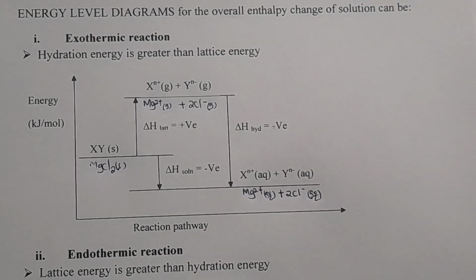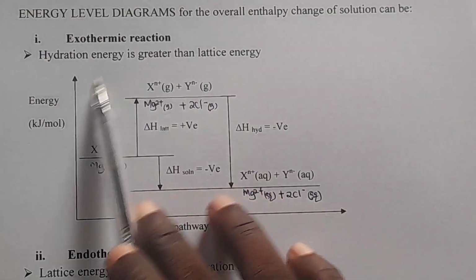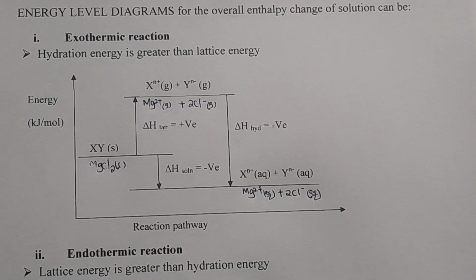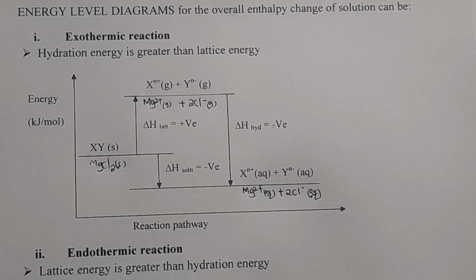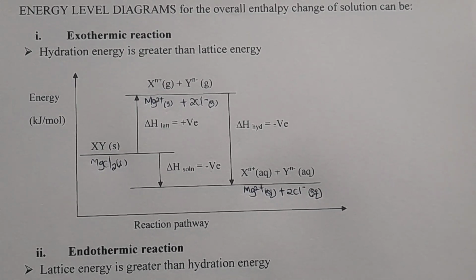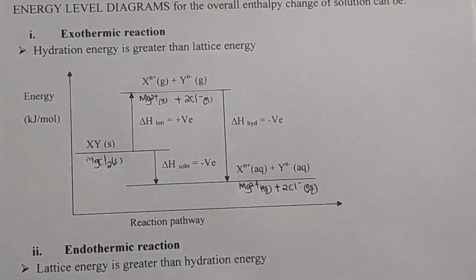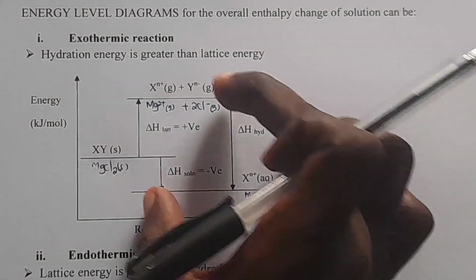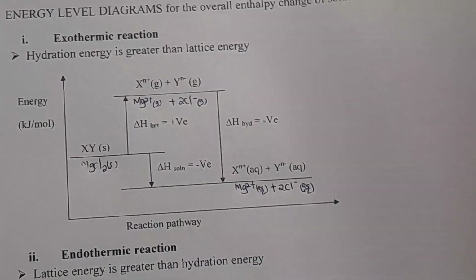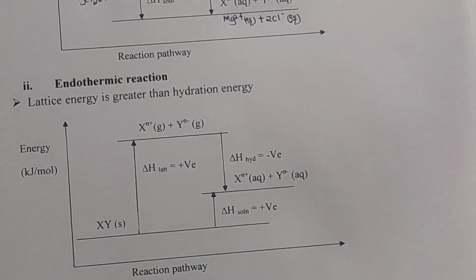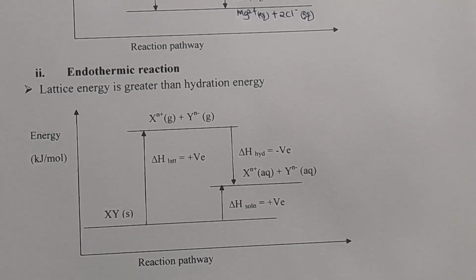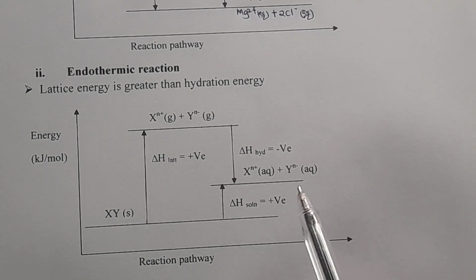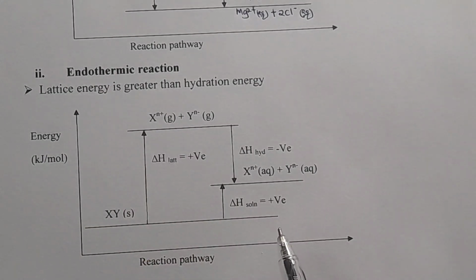Okay, so don't forget how to draw this energy level diagram for an exothermic reaction or a negative enthalpy of solution. When you get a negative enthalpy of solution, this is the expected energy level diagram that you are supposed to draw. So you have to know off the top of your head how to draw this. Now we are going to go to the endothermic case. For example, you are calculating the heat of solution and you have gotten a positive heat of solution. That means that's an endothermic reaction.